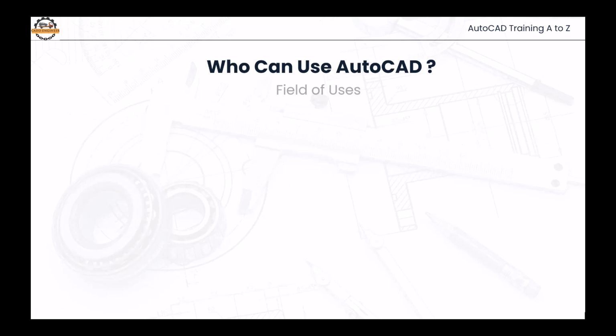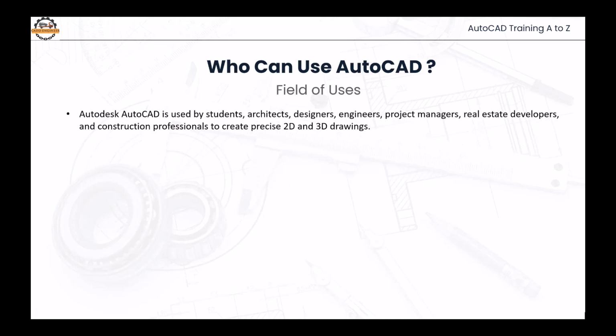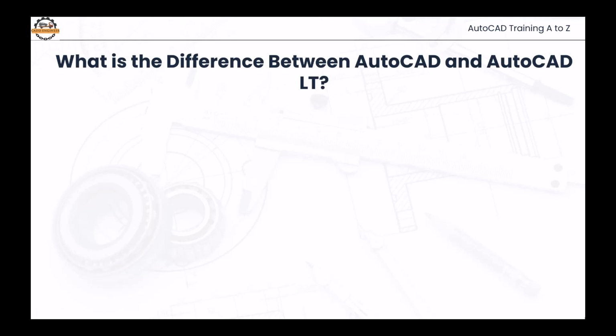Next, we'll see who can use AutoCAD. AutoCAD is an Autodesk product. It is used by students, architects, designers, engineers, project managers, real estate developers, and construction professionals to create 2D and 3D drawings. Next, we'll see what is the difference between AutoCAD and AutoCAD LT version.